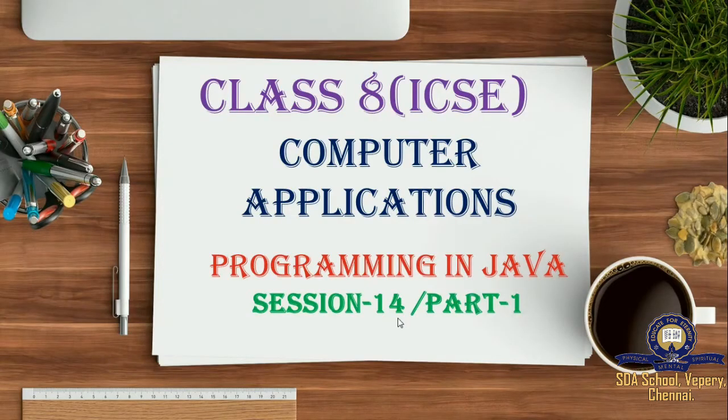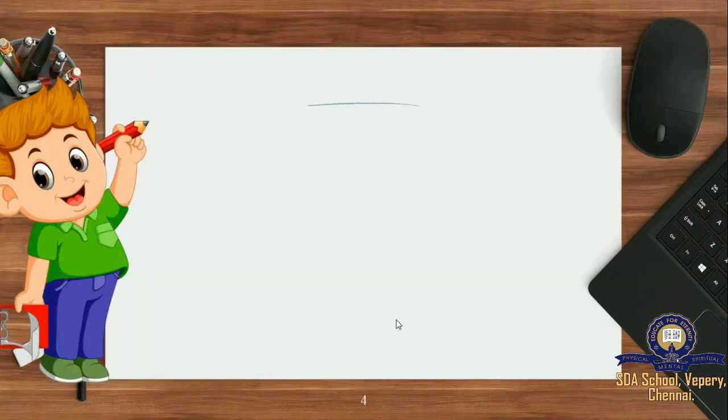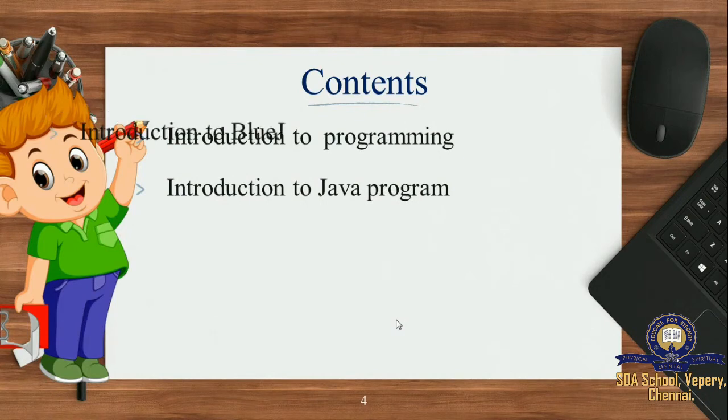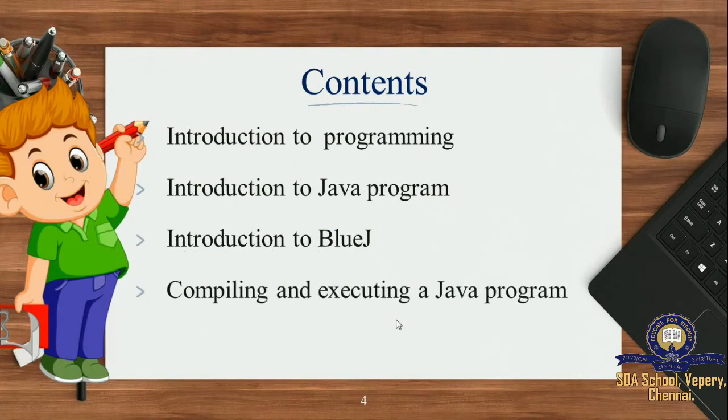So this is Programming in Java, chapter 4, part 1. The contents of the chapter Programming in Java for this session. We are going to discuss first introduction to programming, next introduction to Java program and how to implement the Java program in a text editor, introduction to BlueJ. Next, after writing the program, we will compile and execute it. Finally, we are going to discuss the components of a Java program.